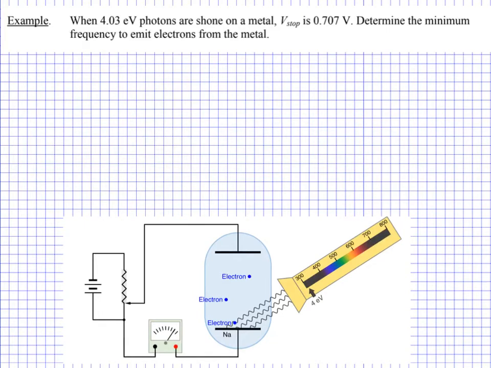Hello everyone, this is another Physics 30 example question. This time we're in Unit 5 and Lesson 3. We're still in photoelectric effect.